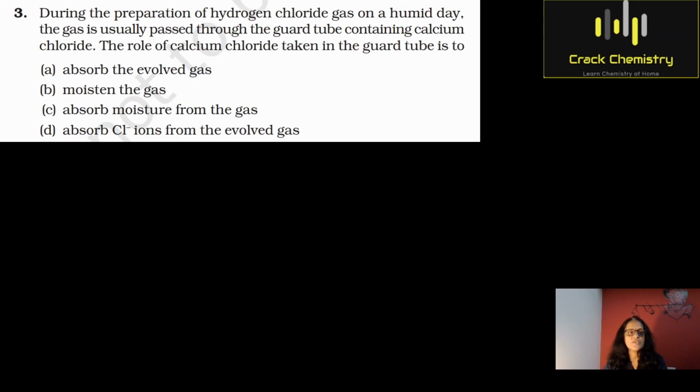Now question number three. Students, they are asking: during the preparation of hydrogen chloride gas on a humid day, the gas is usually passed through the guard tube containing calcium chloride. The role of the calcium chloride taken in the guard tube is to absorb moisture from the gas, because hydrogen chloride gas gets dissolved in water and forms hydrochloric acid. So option C is the correct option.